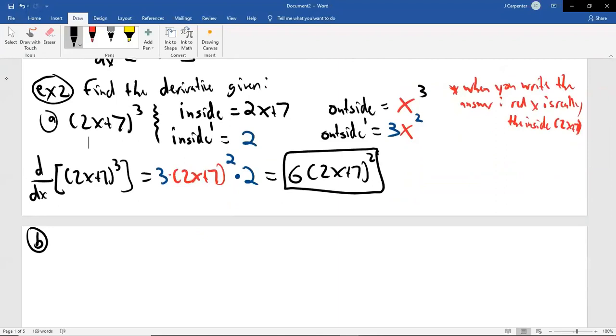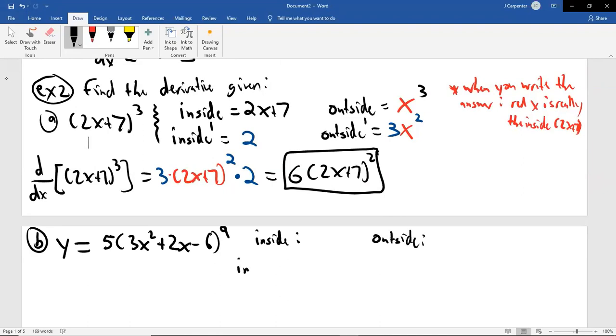B. And let's have this one as y equals 5 parentheses 3x squared plus 2x minus 6, close it and then raise it to the 9th power. Okay. So because we've got stuff inside of other stuff, this is a composition. This is our chicken cordon bleu. It's best to label what the inside and the outside are, and then ultimately take their derivatives.